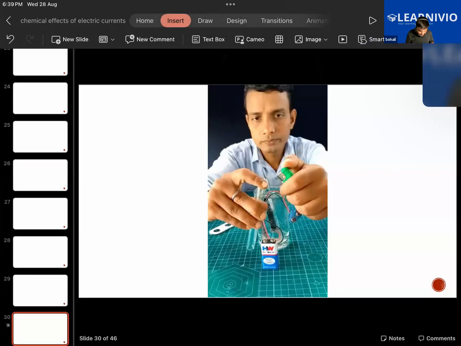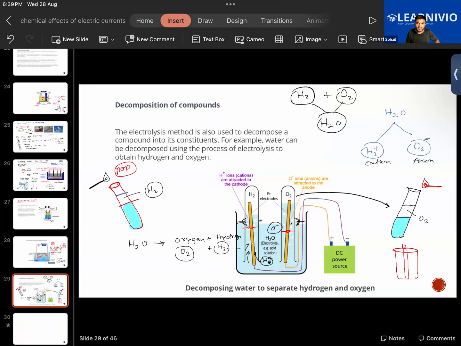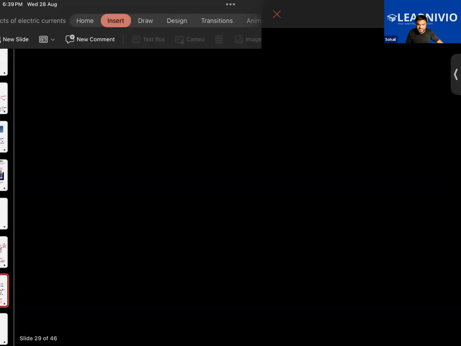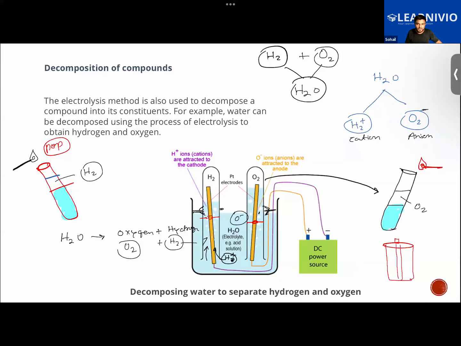Okay, see, as we were learning about the various uses of electrolysis, one of the important uses of electrolysis was that it can be used to break down compounds into its constituents, right? So as I was saying, you guys can carry out this experiment at home also. By taking some precautions, by wearing some safety gloves and specs, you can do this at home also. So just have a look at this video.